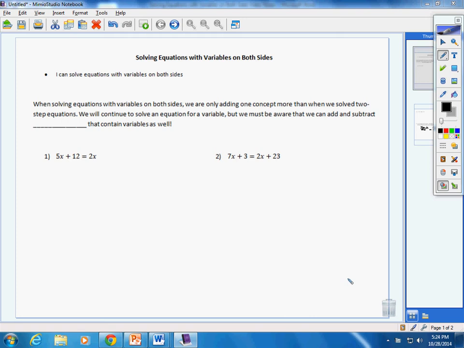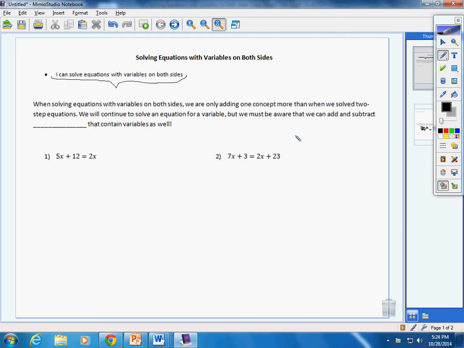Variables on both sides. Our only goal is to be able to say by the end of this, I can solve equations with variables on both sides. So, when solving equations with variables on both sides of the equals sign, we're only adding one concept more than when we solved two-step equations.